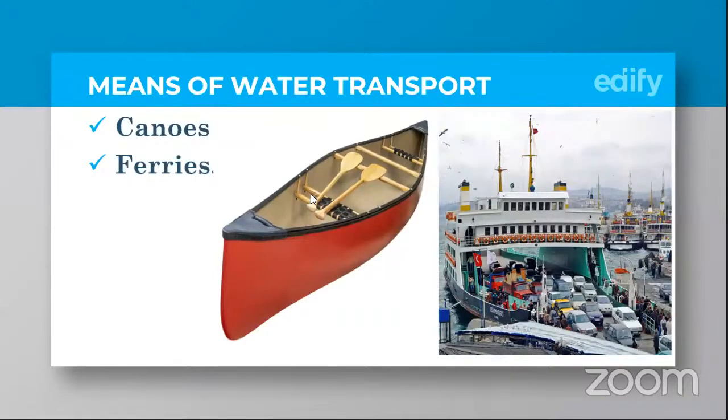Okay. So these are examples of water vessels. When I say water vessels, I mean means of water transport. Take note of that, good boys and girls. We have looked at four: canoes, ferries, boats, and then ships. Take note of that. The spelling of this ship is not the spelling of the ship that we keep at home. Please take note of that, my good learners.